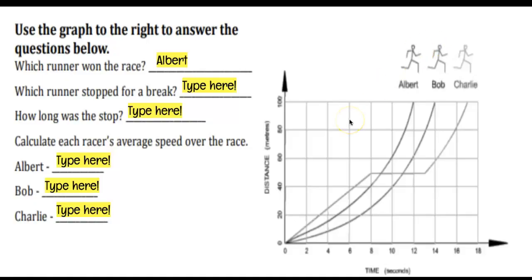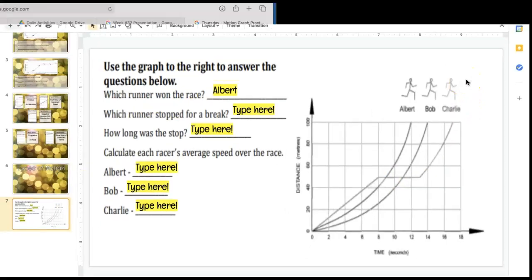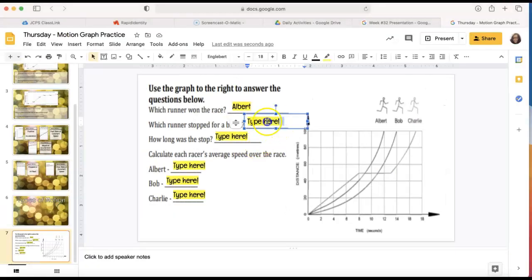Now, which runner stopped for a break? We know that on a distance-time graph, if you're stopped, that means your distance isn't changing. So we see this horizontal line right here. That means this person had to stop. Maybe they needed a little breather. And follow the line. That person was Charlie. So you should have gotten that Charlie is the runner that needed a break.